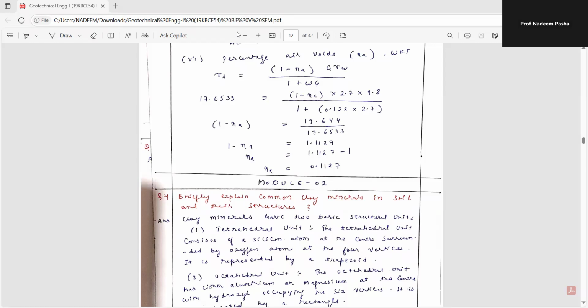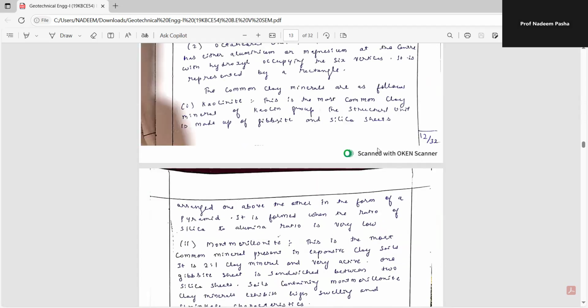It is represented by a trapezoid. The tetrahedral unit basically consists of a silicon atom at the center surrounded by oxygen atoms at the four vertices. It is represented by a trapezoid. Octahedral unit: it has either aluminum or magnesium at the center, with hydroxyl occupying the six vertices. It is represented by a rectangle.